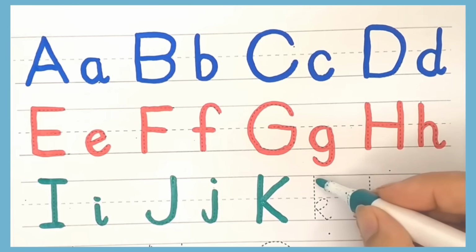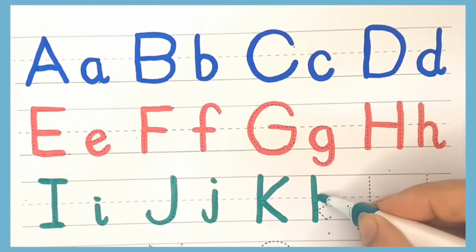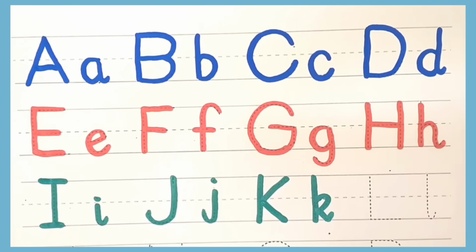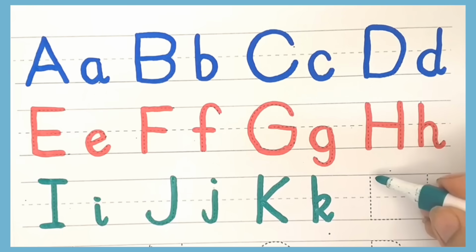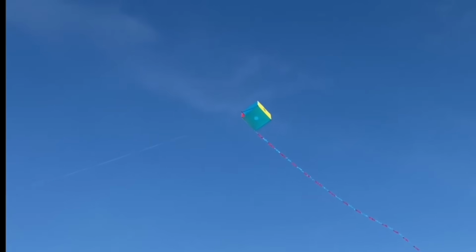Capital K, small k. K for kite. A kite flies in the sky. We fly kites on windy days.